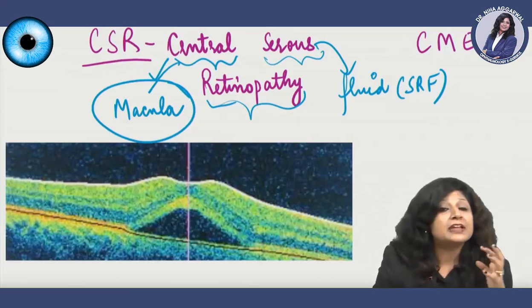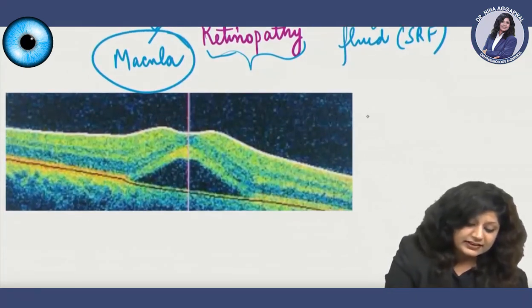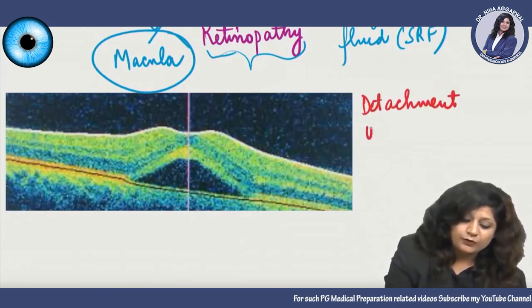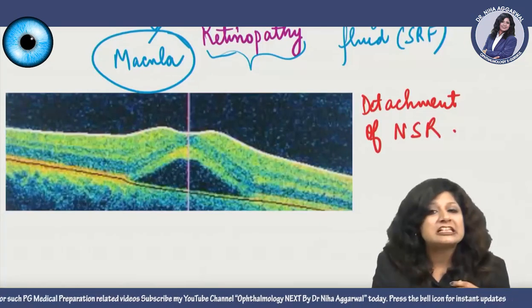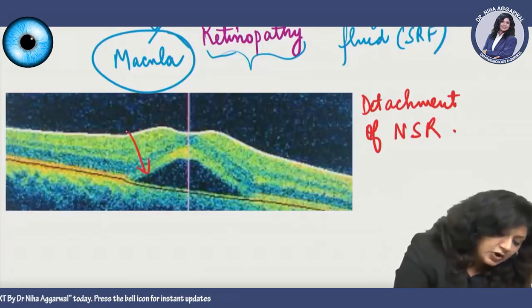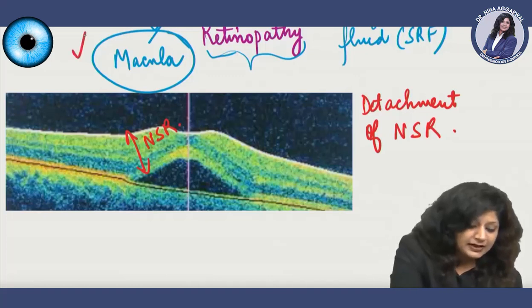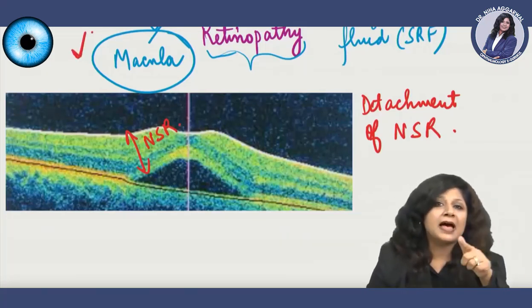Now what actually happens here? There is what you call detachment of the neurosensory retina. So the pathology is the detachment of neurosensory retina. This is your neurosensory retina. In which area? The macular area. There is a detachment of neurosensory retina in the macular area.